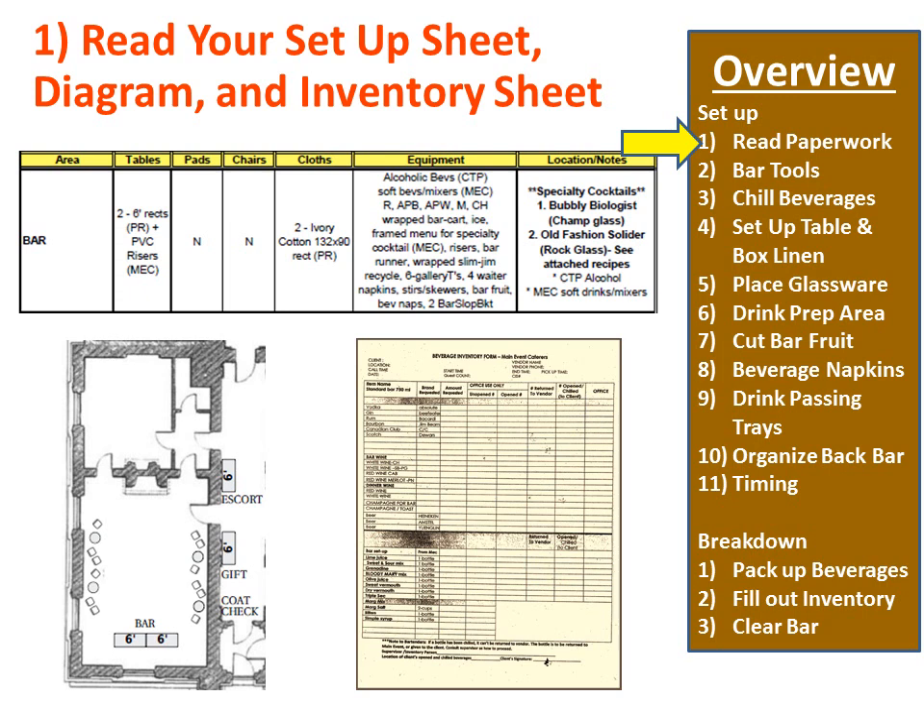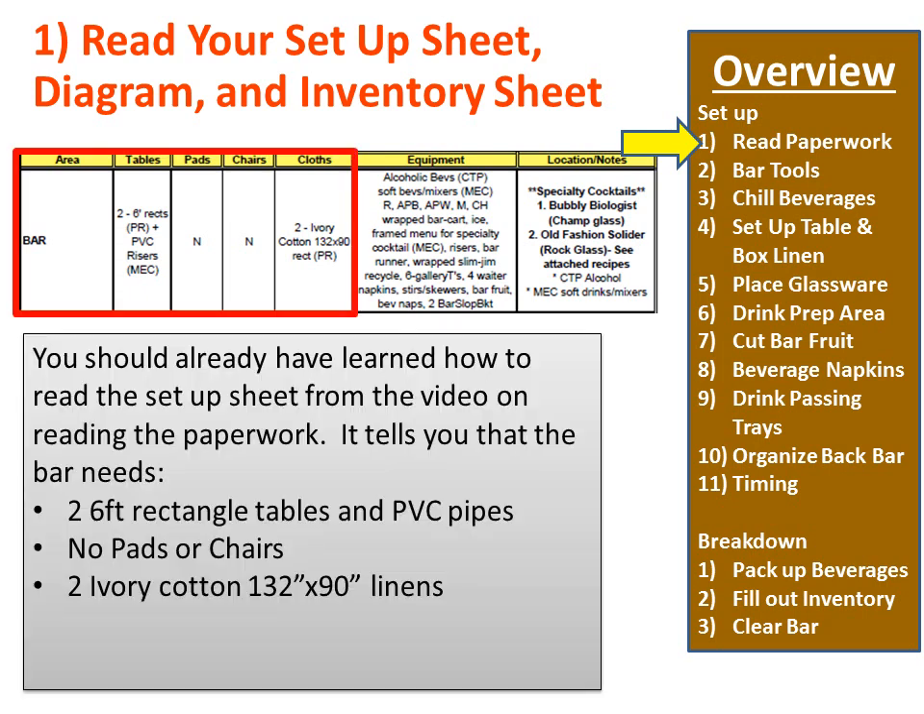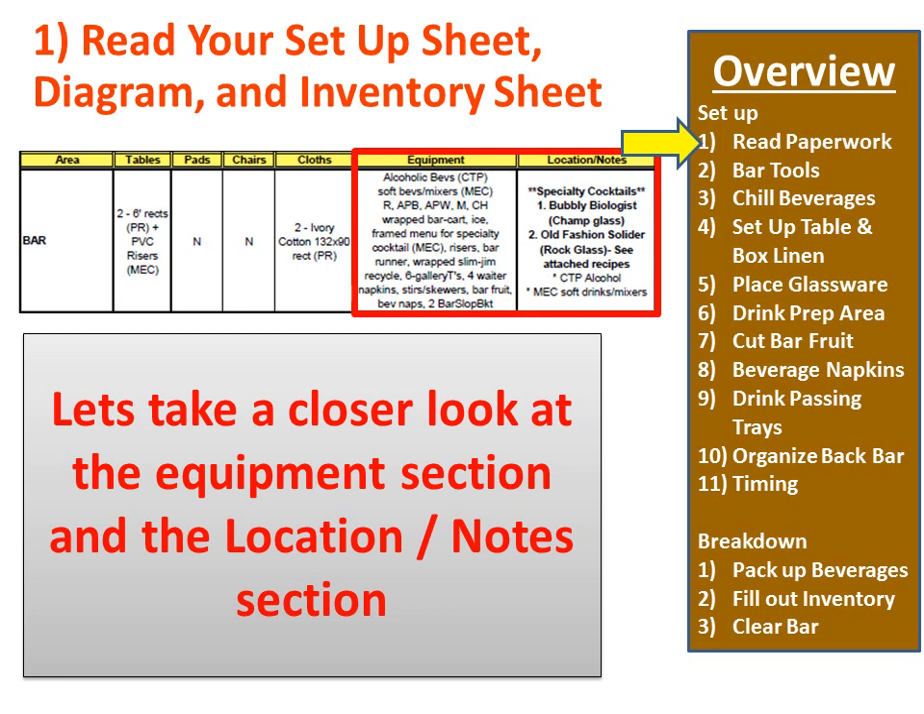This includes your setup sheet, diagram, and beverage inventory sheet. By watching the training video on reading your paperwork, you should have already learned how to read the setup sheet. This would tell you the bar needs 2 6-foot rectangles and PVC risers, no pads or chairs, and 2 ivory cotton 132 by 90-inch linens. Let's take a closer look at the equipment section and the location notes section.